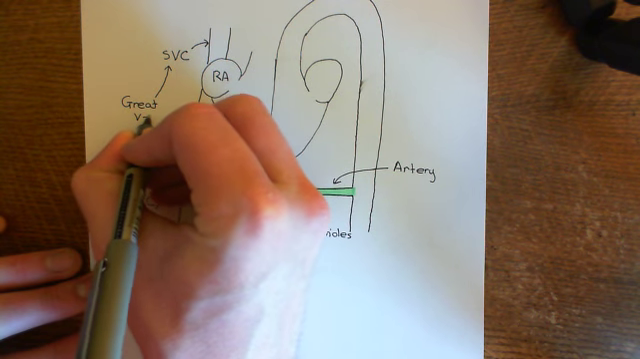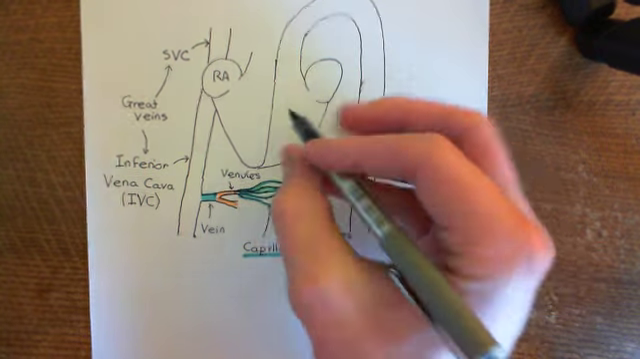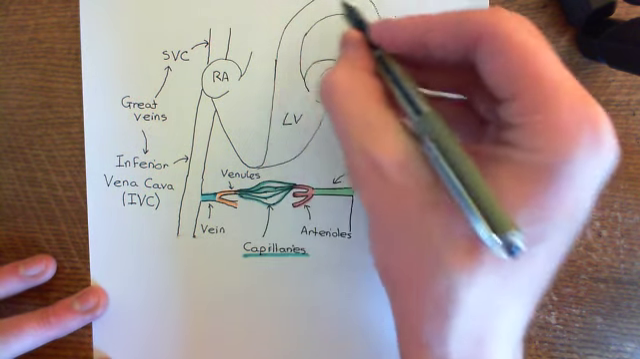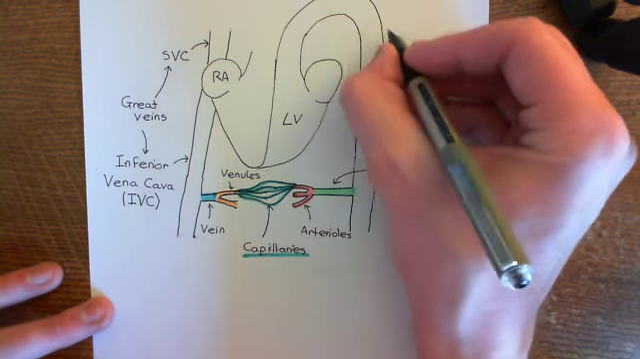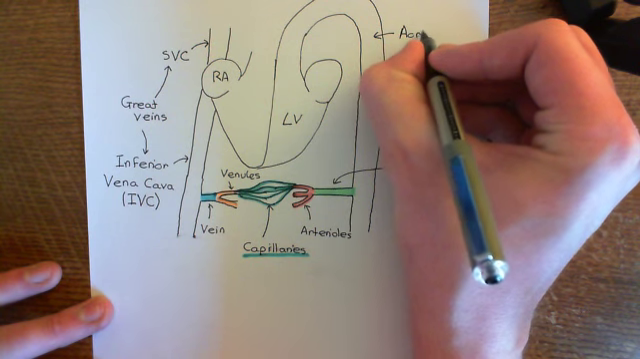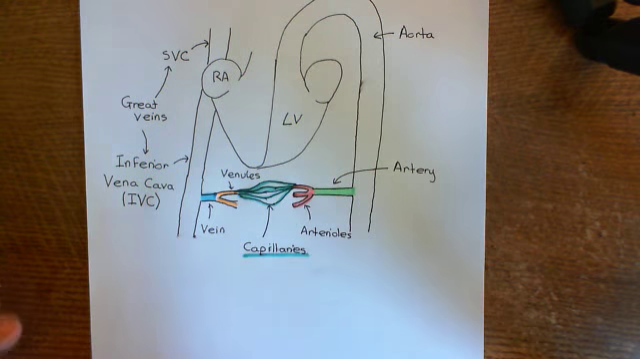So this is the picture of the circulatory system then. We have the left ventricle over here pumping blood out of the heart into the aorta, and I should label up the aorta. So this is the aorta. And then the aorta has arteries coming off it, which go into arterioles, and arterioles branch into capillaries.